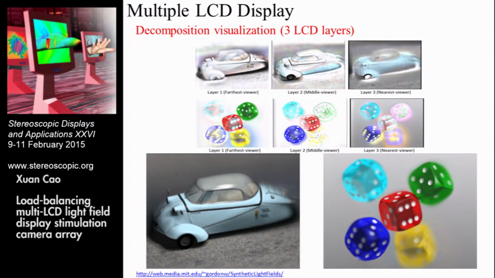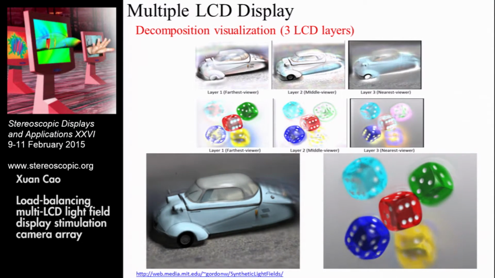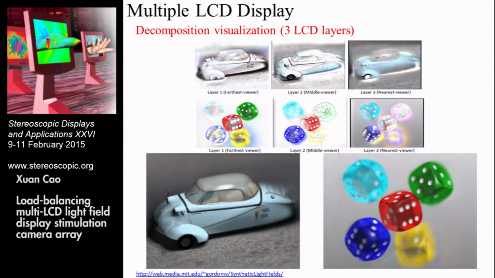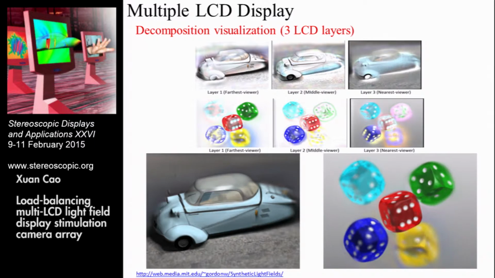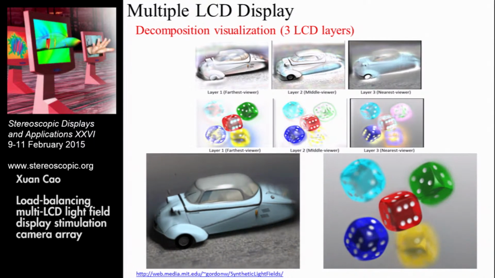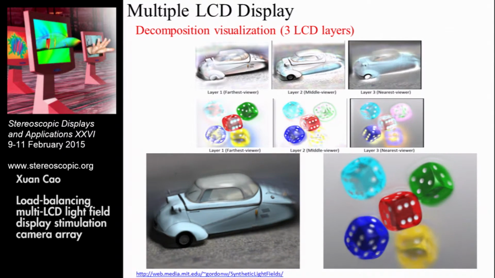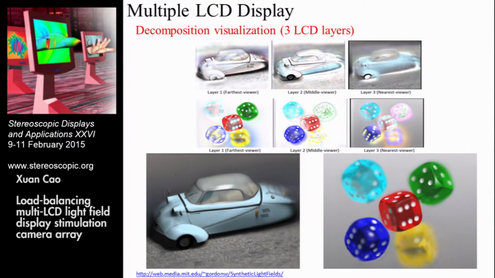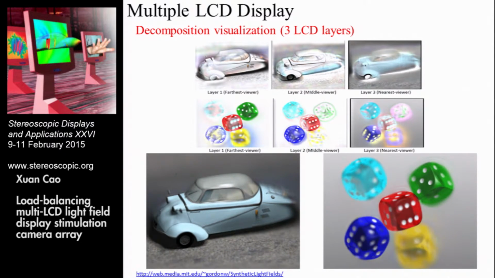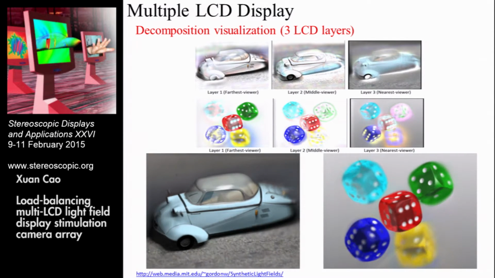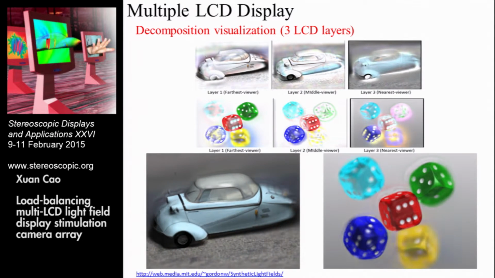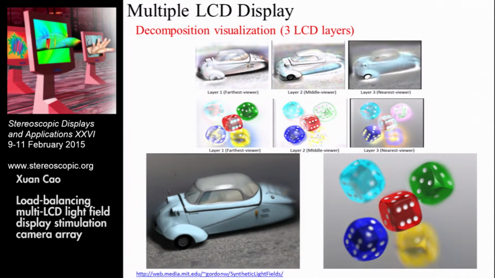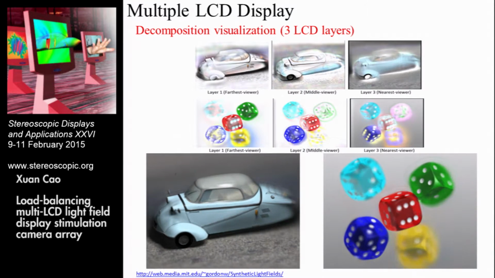This is a visualization of decomposition. From the results, we can see the parallax is reconstructed successfully, but there is some ghost and blurring. Maybe you can see the edge around the green dice. There is some ghost around the edge, and there is some blurring around the head of the car.